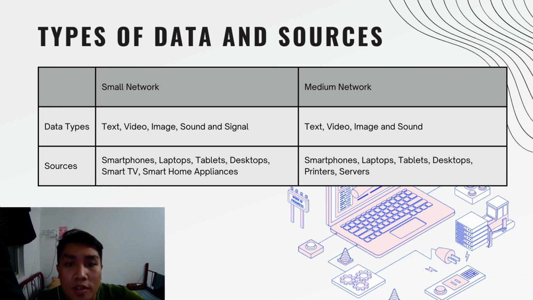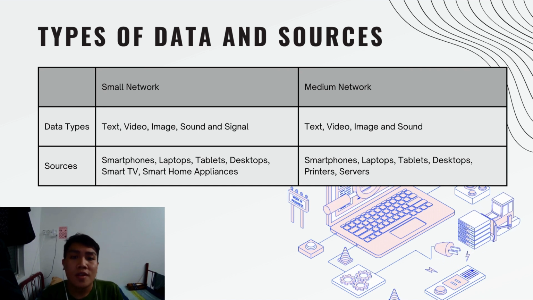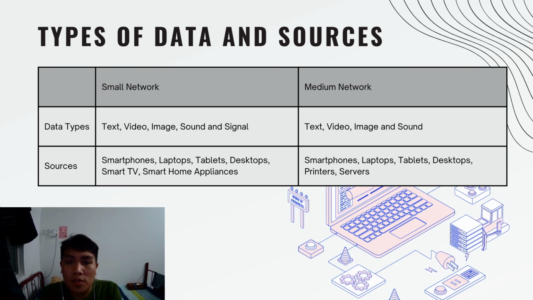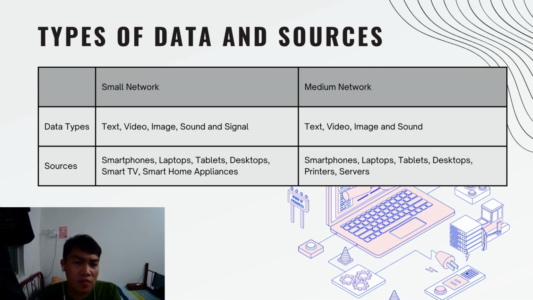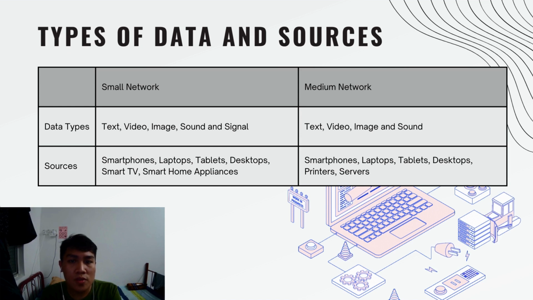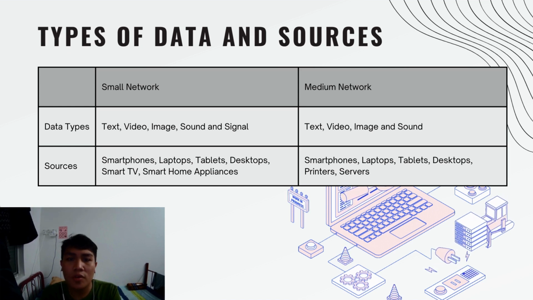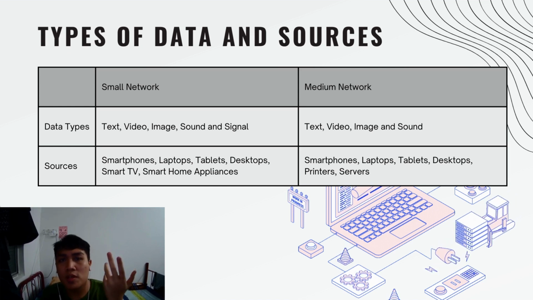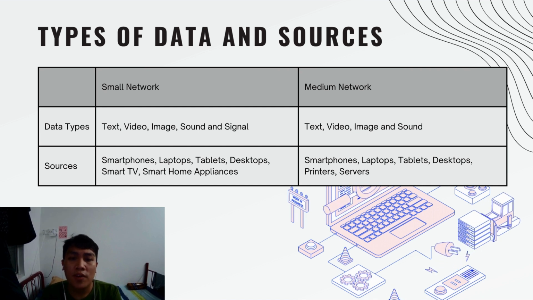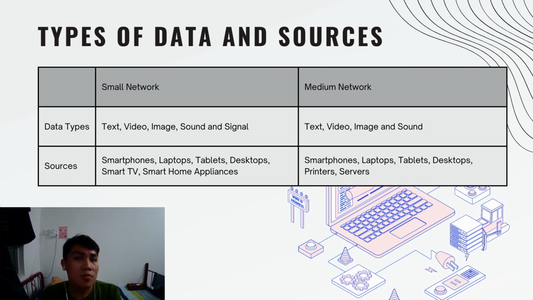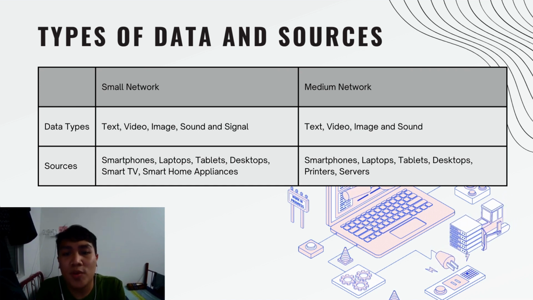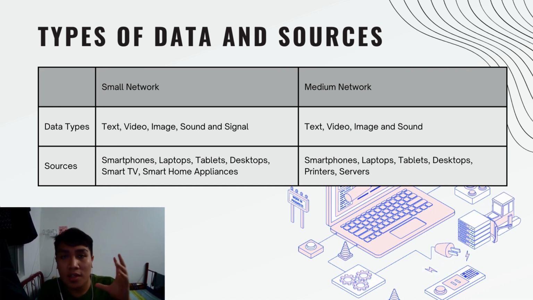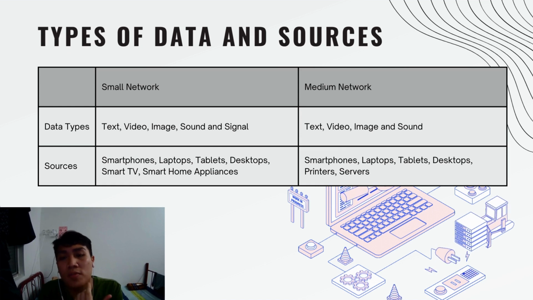Okay, moving on to the types of data and sources. For the small network, the data types are text, video, image, sound, and signal. Text, I think the first four are basic. We all know text is like when you text people, emails and the like. Video is when you send a video. Nowadays, I think every day people send video to one another. Image is just a still image, and sound is maybe a voice note, something like that.